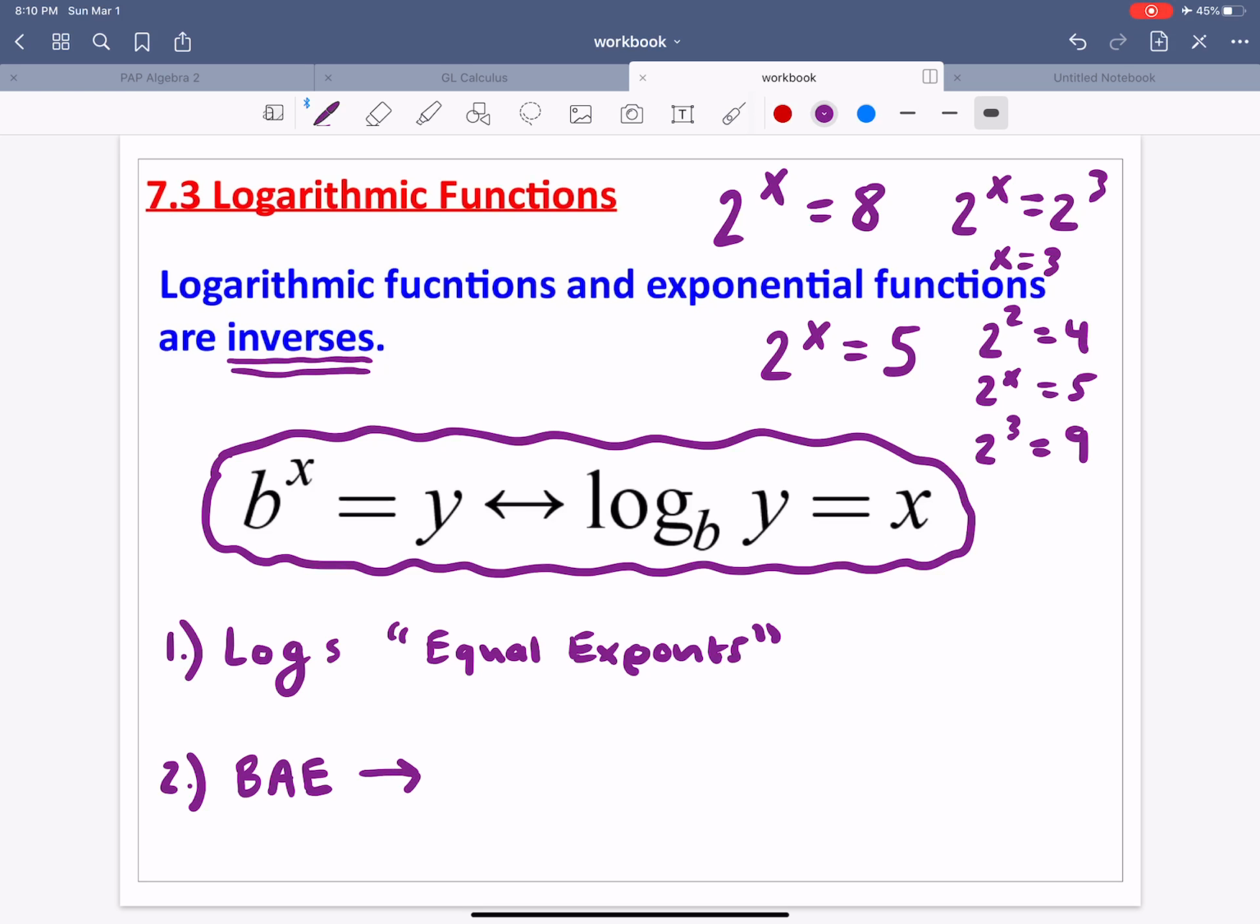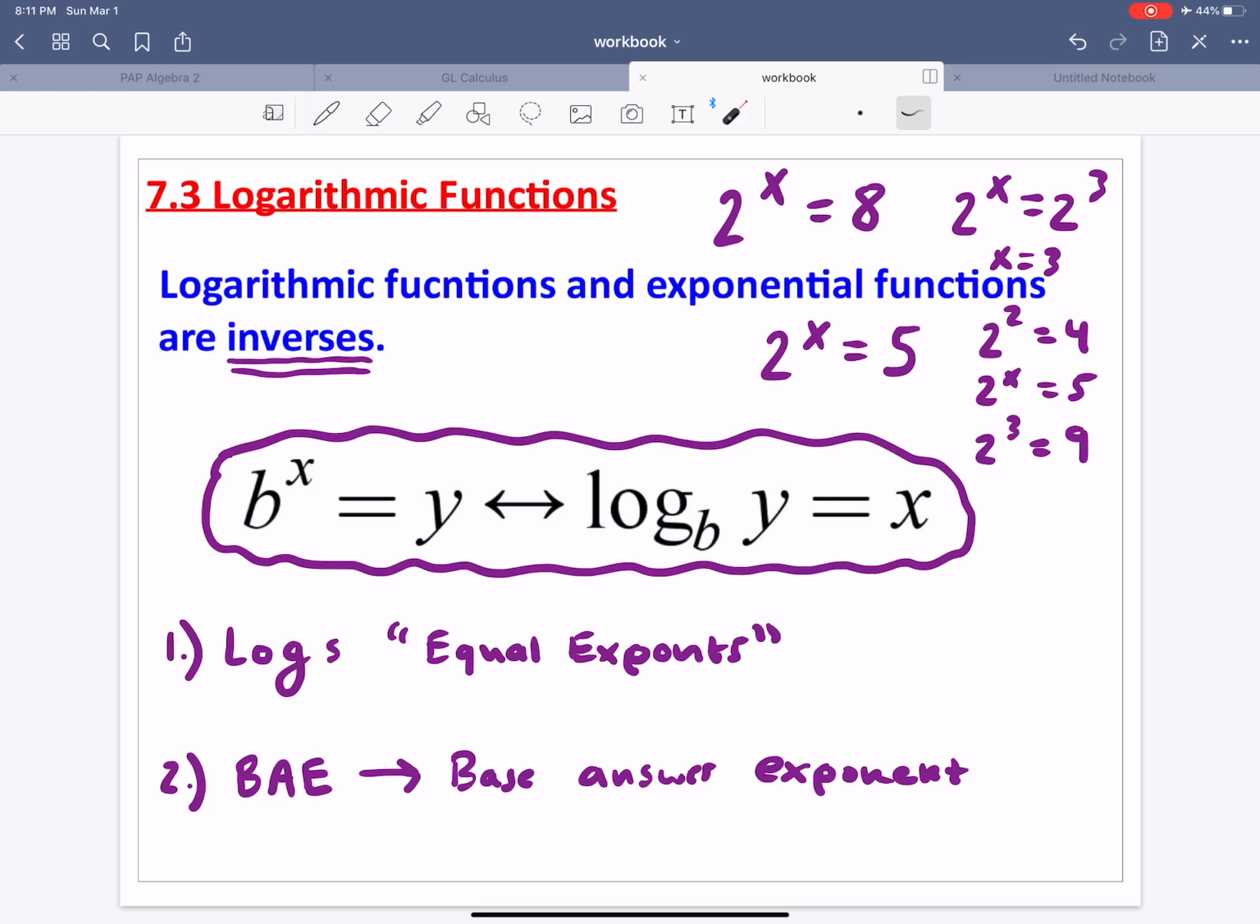Here's how you can use bae to remember how to rewrite a log function. It's base, answer, exponent. That tells you the pattern of where to write your numbers. Base comes first, then the answer of the exponential comes next, and then the exponent comes third. So cringy, but it's great. It's an easy way. I bet a lot of people actually use this to remember the pattern.